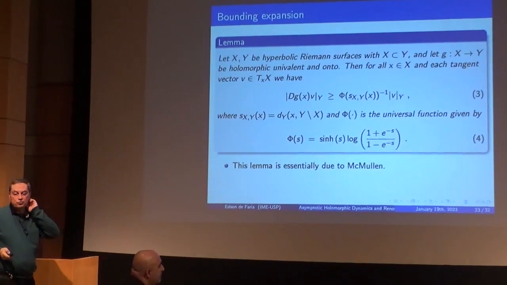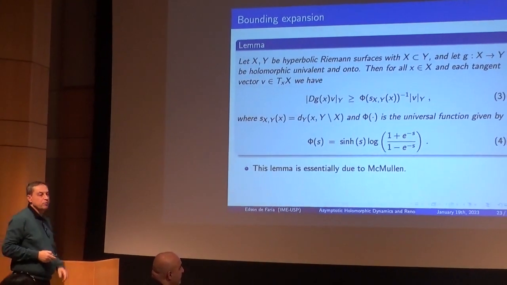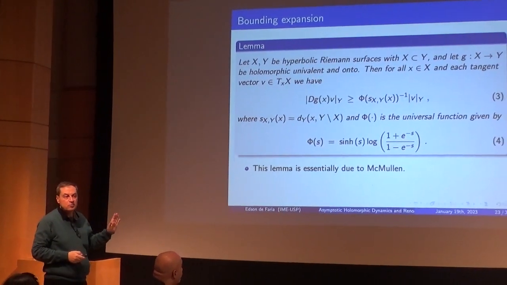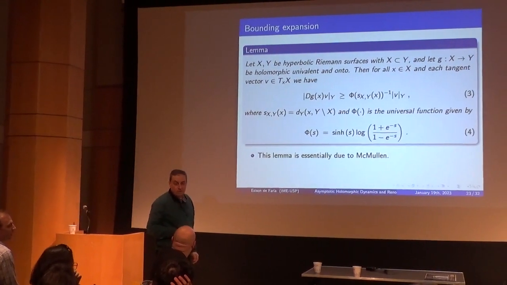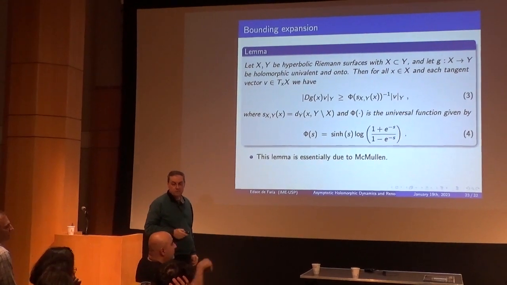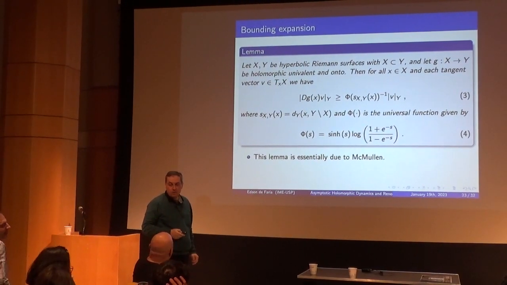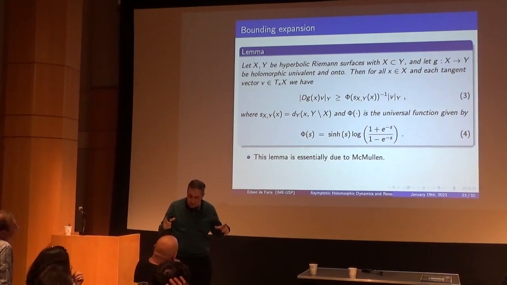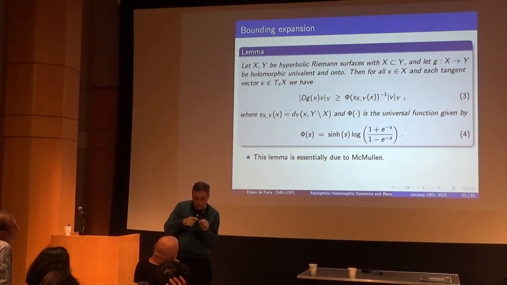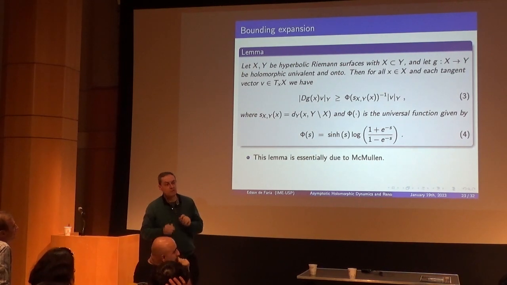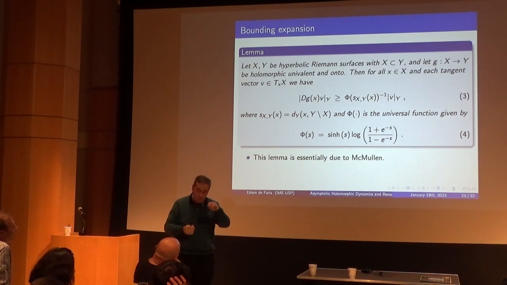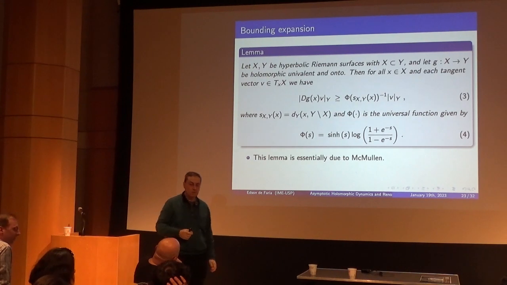So this lemma is really due to McMullen. He just didn't write the formula, but we needed the formula. Inside x, the distance is infinite? What do you mean inside x the distance is infinite? No, x is contained in y. I'm taking a point in x, and I'm looking at the distance between x and the complement of x inside y. That's always a finite number, the y distance, but it can be very big if you're very close to the real axis.